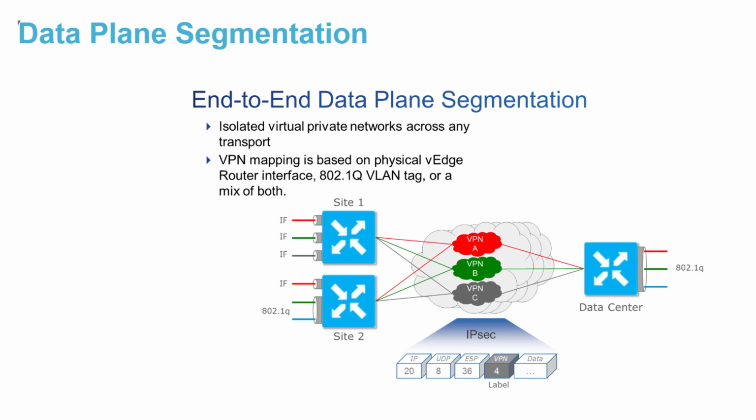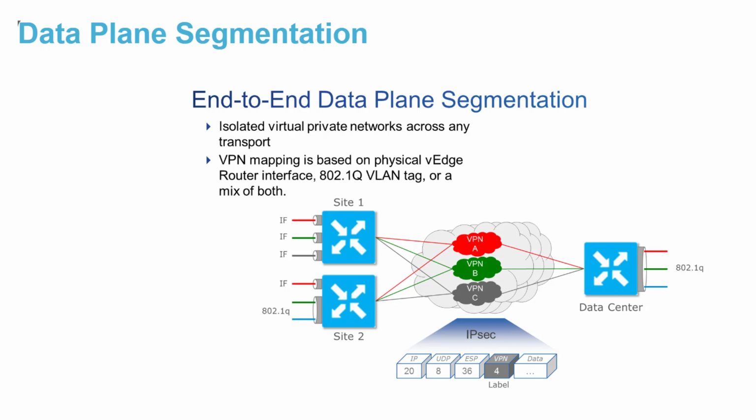Essentially, the segmentation in this case is done at the edge on the vEdge routers, and then that segmentation information is carried in the packets in the form of an identifier. All right, so we might have, for example, 3 vEdge routers. In this diagram, we can see Site 1, Site 2, and the data center. And we are describing 3 different VPNs in this particular case. We've got the blue VPN, the green VPN, and the red VPN.